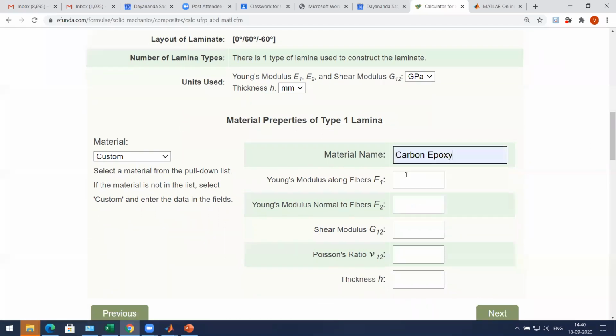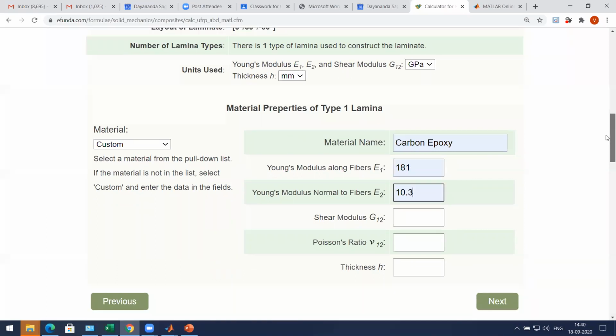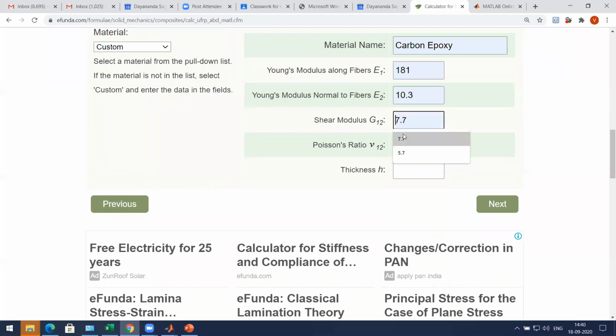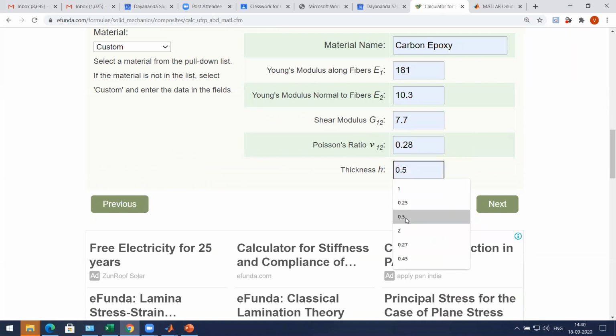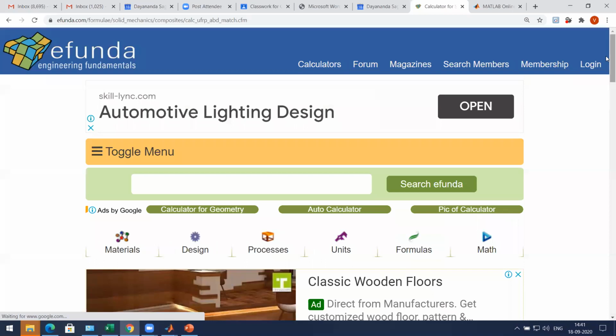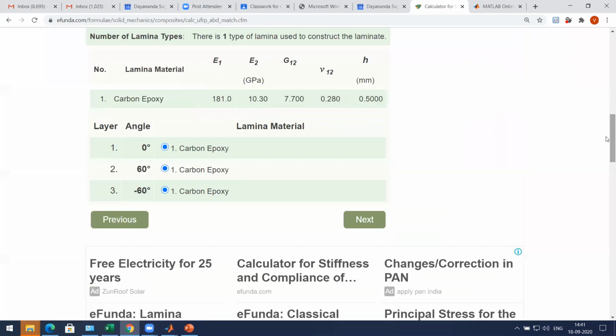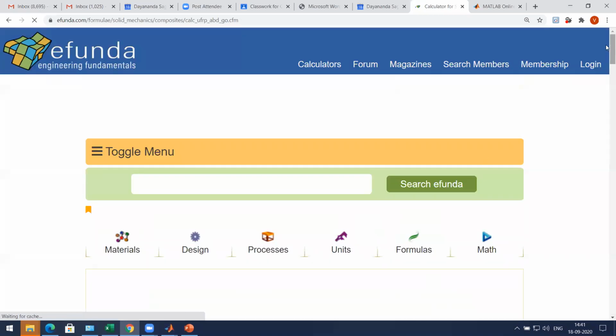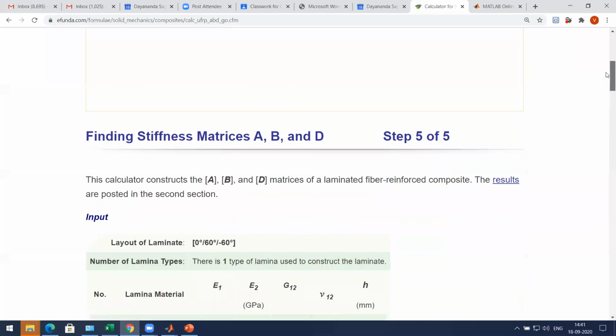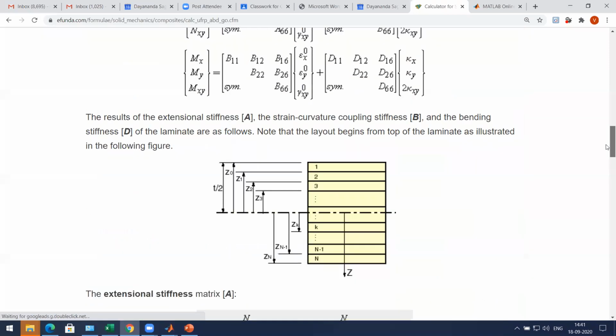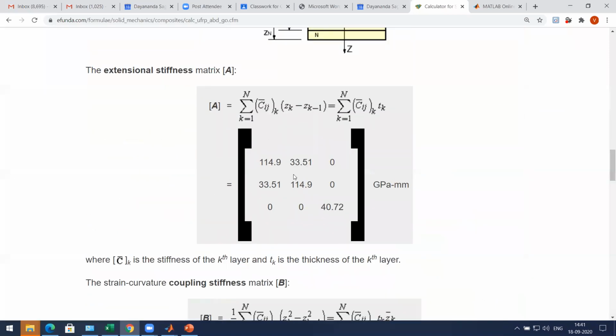So this is carbon epoxy, 181 GPa, 10.3 GPa, and then this is 7.7. This is 0.28. Thickness, I'll say as 0.5 mm. Then next, so here, this is the A matrix.